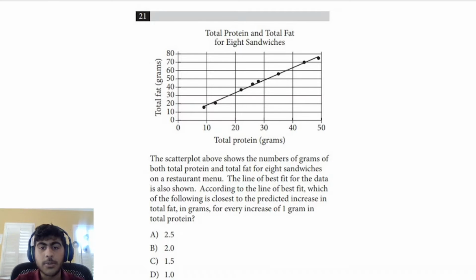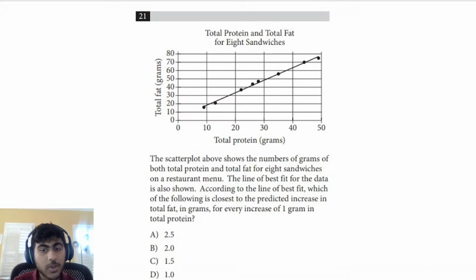We're given a graph with the total protein and total fat for 8 different sandwiches, with the total fat in grams on the y-axis and the total protein in grams on the x-axis. The scatter plot above shows the number of grams of both total protein and total fat for those 8 sandwiches on a restaurant menu. A line of best fit for the data is also shown, and we're asked to find the predicted increase in total fat in grams for every increase of 1 gram of total protein.